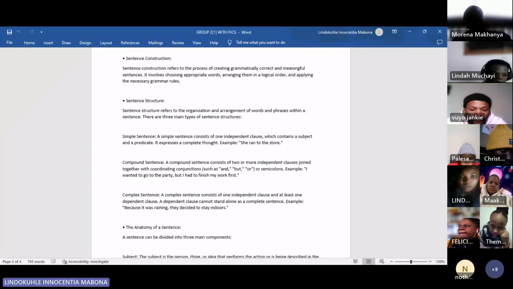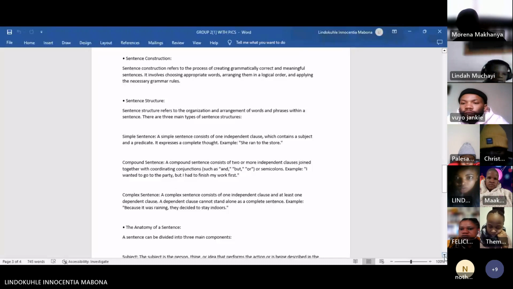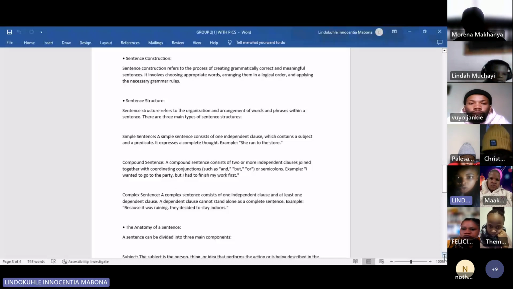The second one is compound sentence. A compound sentence consists of two or more independent clauses joined together with coordinating conjunctions, such as and, but, or semicolons. For an example, I wanted to go to the party, but I had to finish my work.